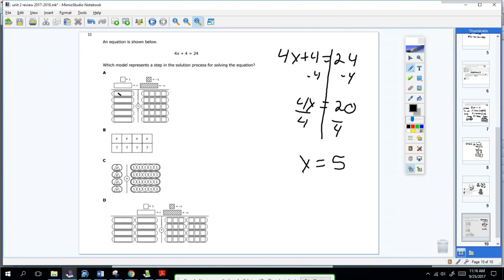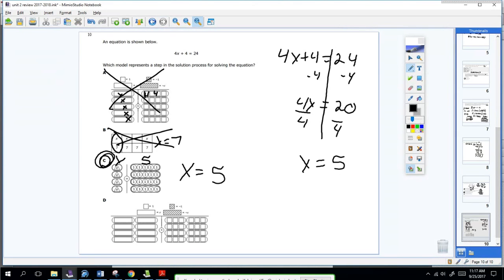So here, these are my x's. That's already wrong because that's 5 x's, and they say these 5 x's equal 4. So that's automatically wrong. Here it says x equals 7 because each x has 7. So that means x equals 7. Well, that one's wrong too. Here is my x, and there's 5. So this is saying x equals 5 because there's 4 x's with 5 groups. So it means x equals 5. So the answer is C.